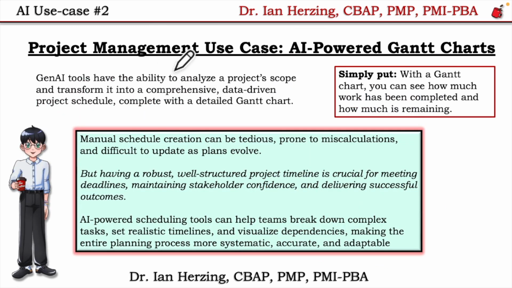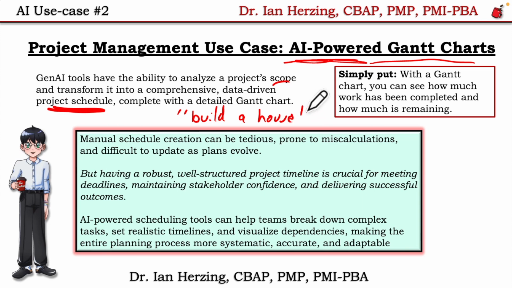Okay, so we can use Gen AI tools to create AI-powered Gantt charts. We have the ability to take a project scope and transform it into a project schedule. You could start with a prompt that is very simply, create a project schedule for a project titled Build a House. Right? You could even start with something that simple, and it might help you get some ideas started, right?